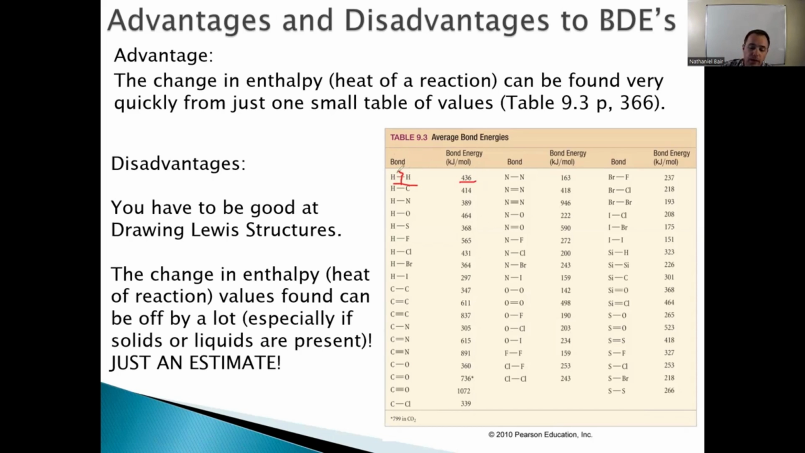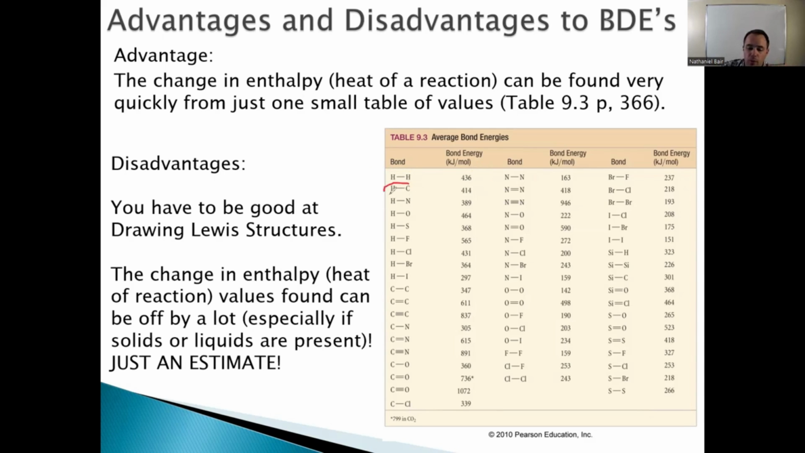So if I wanted to break a mole of H to H bonds, 6.022 times 10 to the 23rd H to H bonds, I'd have to put in 436 kilojoules of energy. Also, because of the law of conservation of energy, if I created a mole of H to H bonds, it would release 436 kilojoules per mole of energy. So breaking requires energy, making releases energy.